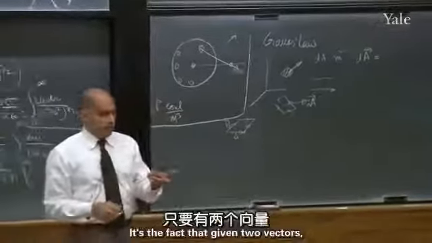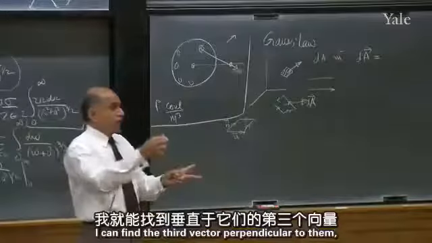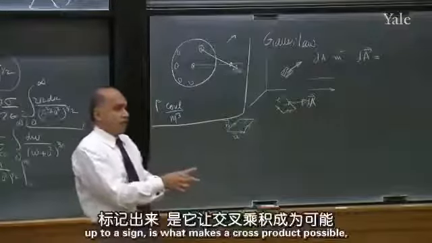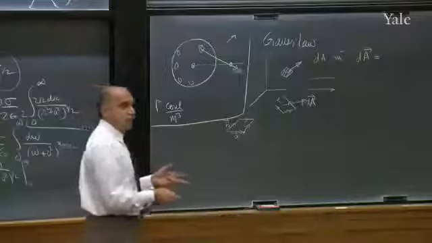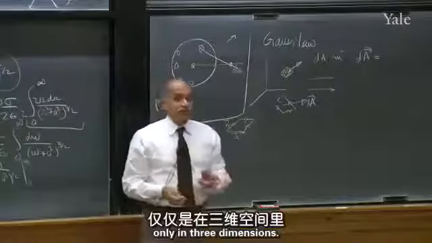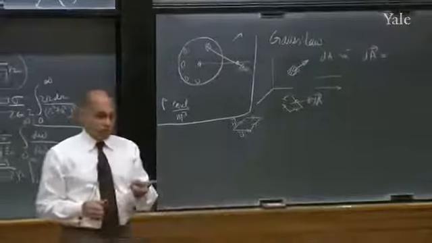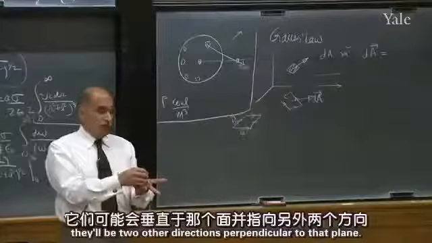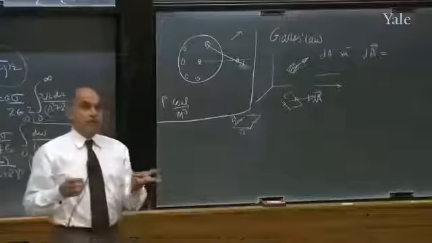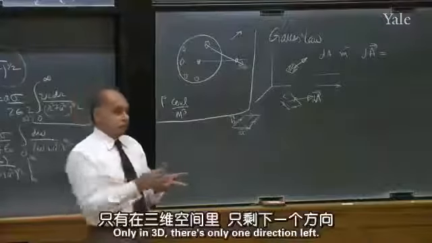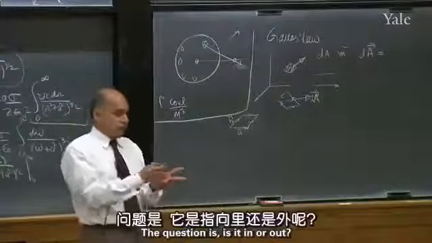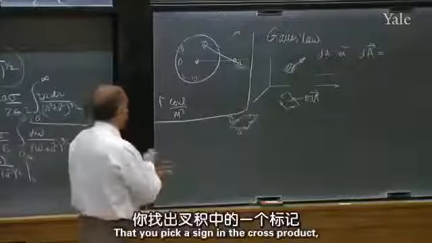It's the fact that given 2 vectors, I can find a third vector perpendicular to them up to a sign that makes a cross product possible only in 3 dimensions. You cannot have a cross product of 2 vectors in 4 dimensions. Because in 4 dimensions, if I pick 2 vectors, there'll be 2 other directions perpendicular to that plane. Only in 3D, there's only one direction left. The question is, is it in or out? That you pick a sign in the cross product.